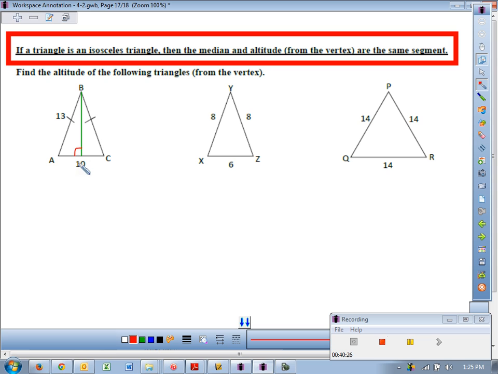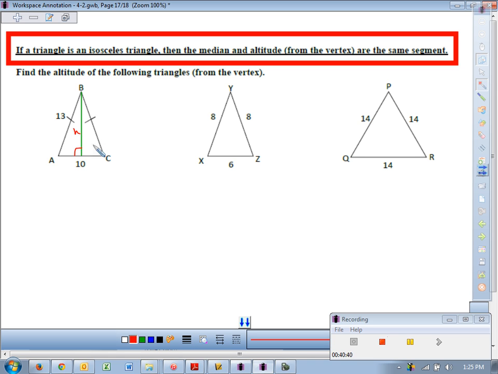Isn't this the altitude of that bad boy right there? They ask us to find how long it is. Since we don't know, let's make up a variable for it. And here's the smartest variable you could ever use for an altitude: H. Why would you use an H? That's the height of that triangle.